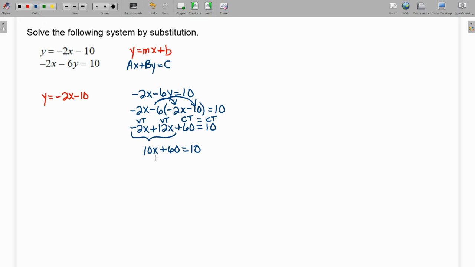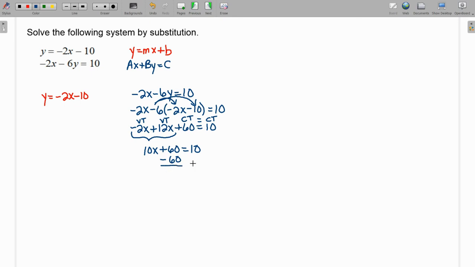So now what I want to do is get all my constant terms on one side and all my variable terms on the other side of the equal. I have only one variable term here, this 10x, so I'm going to leave it right where it's at, and I'm going to get rid of this plus 60. In order to get rid of this plus 60, I'm going to do an inverse operation. I'm going to subtract 60 from the left-hand side of the equals.